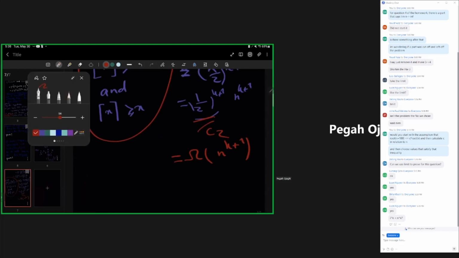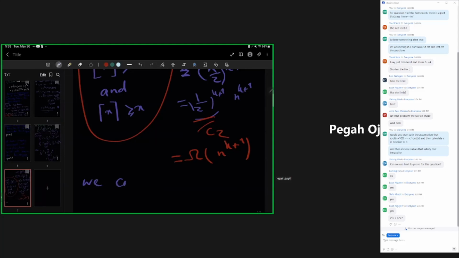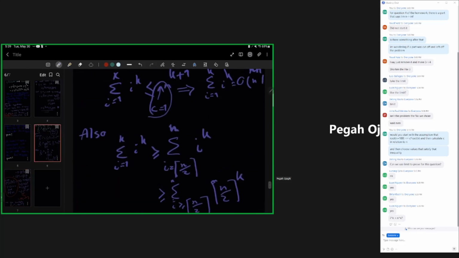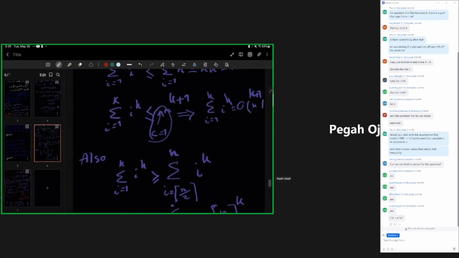So what we can conclude, if we show both of them, is that the sum of i to the k is equal to big theta of n to the k plus 1. For any question, anything in the homework, anything in the final exam, if they ask about big theta, you need to show two things: that big omega and big O exist. If they exist at the same time, then it's already proved. Does it make sense?